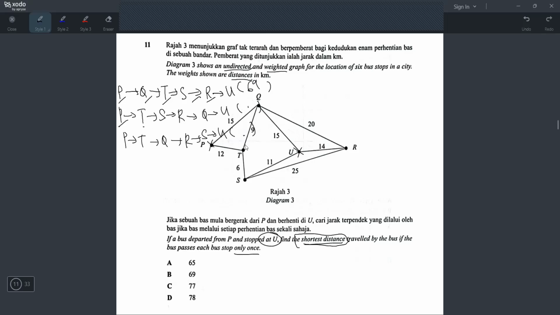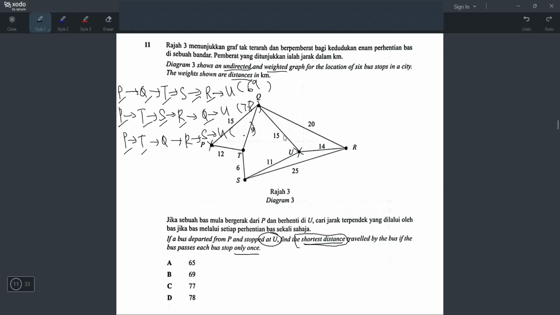Okay, P to T. P to T, 12. Plus T to S, which is 6. And then press calculator. Plus S to R, which is 25. So press plus 25. And then plus with R to Q, which is 20. So plus 20. And then the last one is Q to U, which is 15. Okay, my calculator gives me 78. 78. Right, so let's try with the last one.